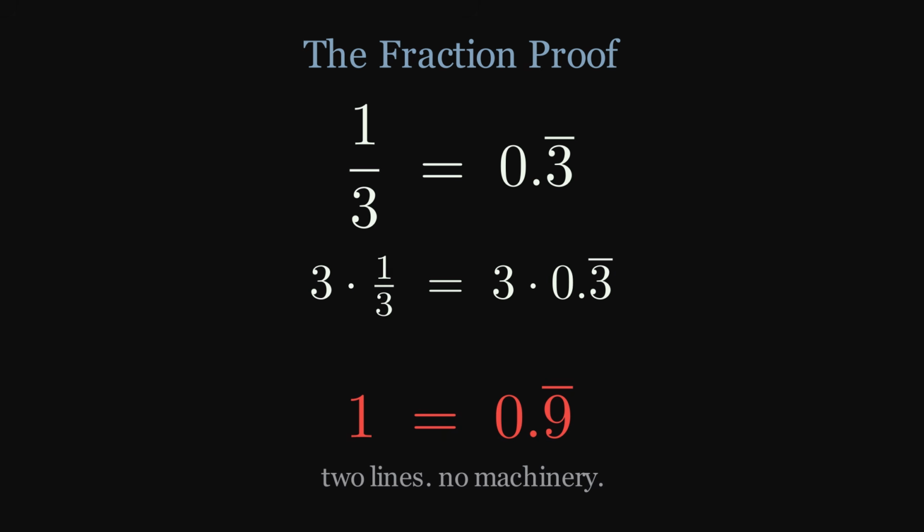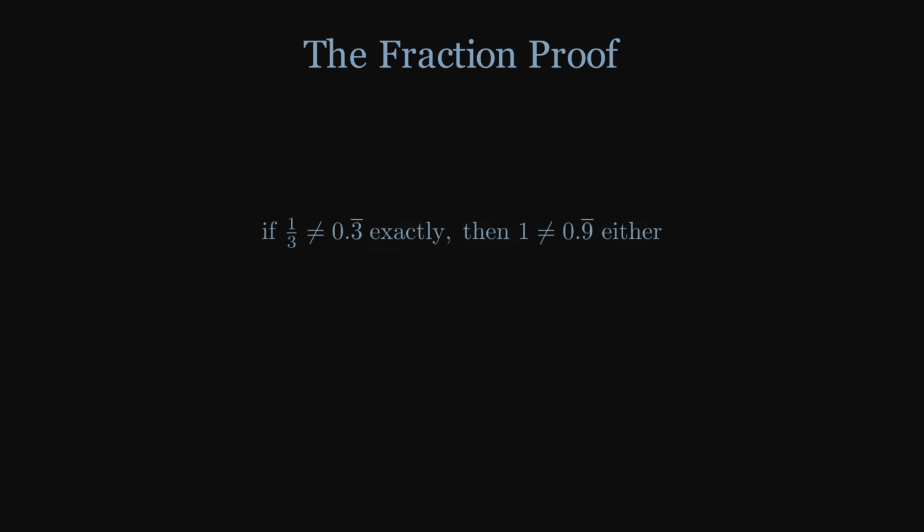But the fraction proof has the same flaw. From a skeptic's point of view, it assumes that 1/3 equals 0.3 repeating as an exact identity, not as an approximation. If you don't accept that 1/3 equals exactly 0.3 repeating, you don't have to accept that 1 equals exactly 0.9 repeating. So both classical proofs assume something about the meaning of infinite decimals that, if not justified, can be questioned. To settle the question, we have to define what a decimal expansion is.